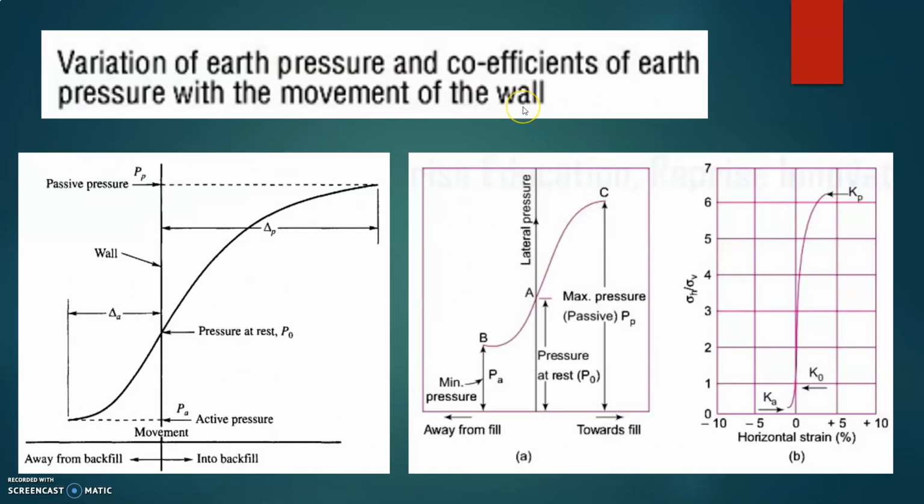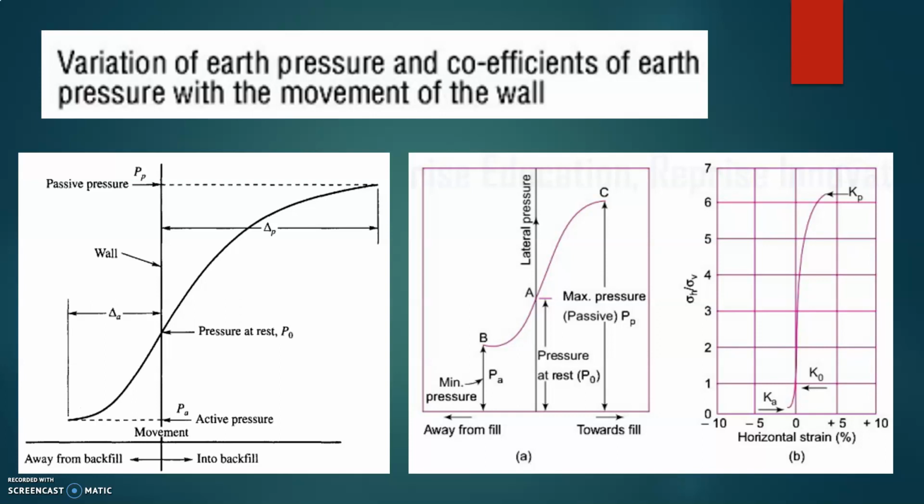Next we'll see the variations of earth pressure and coefficient of earth pressure with the movement of the wall. So now here you can see this is the lateral pressure, the pressure at rest, this portion, and the minimum pressure, this is the maximum pressure. Okay, this is the passive pressure, this is the active pressure, this is the pressure at rest. The magnitude of the lateral earth pressure depends upon the movement of the retaining wall relative to the backfill and upon the nature of the soil. So this figure shows the variation of lateral earth pressure with movement of the retaining wall.